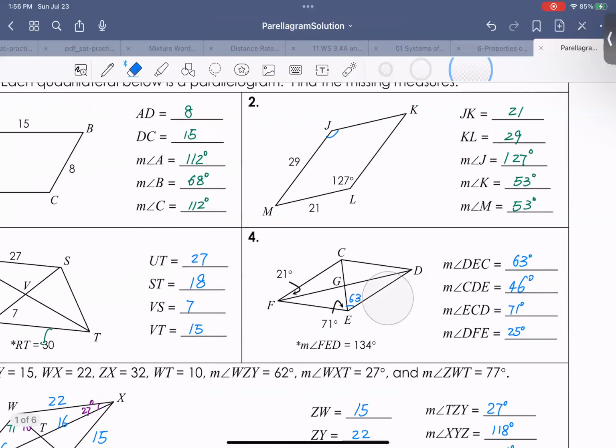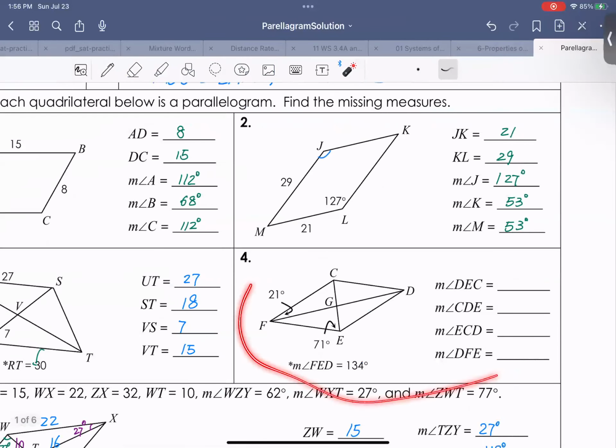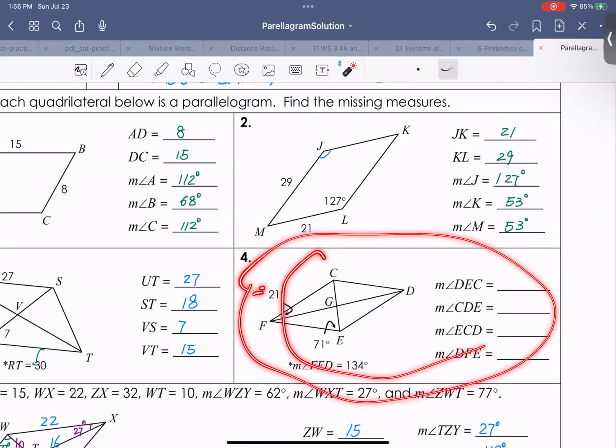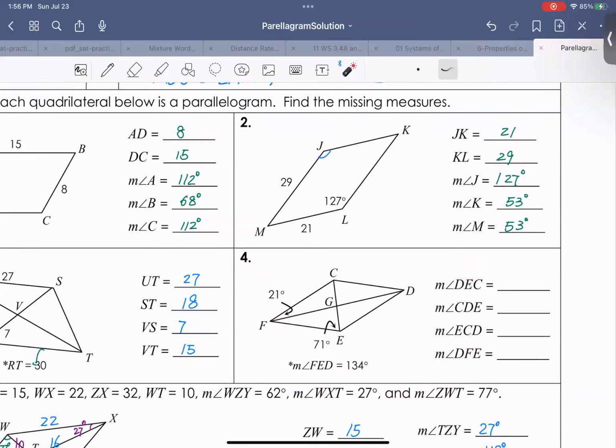Next one, number 4. Okay, I already uploaded the blank homework. You can download, print it out, and fill this in. Go ahead, do number 4 by yourself.